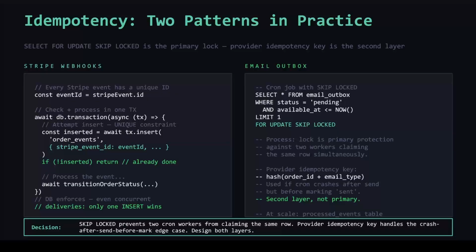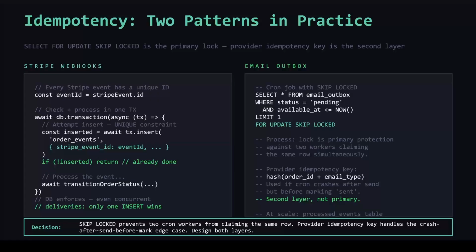Stripe webhooks. Each webhook carries a unique event ID. I store it in order events with a unique constraint. When a webhook arrives, the handler attempts to insert a row with the event ID inside the same transaction as the state update. If the event ID already exists, the unique constraint rejects the insert. Even if 2 concurrent webhook deliveries both pass the application level check, only one insert can succeed. The database enforces this atomically.